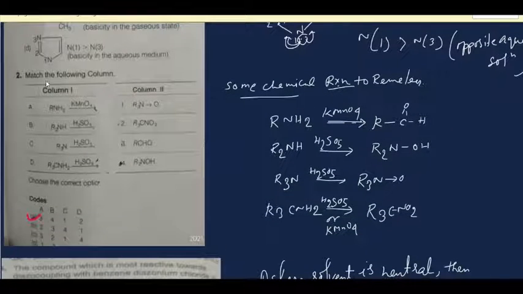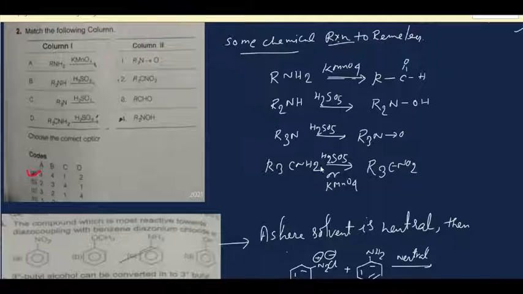Then problem number 2. Before doing problem number 2, you have to learn some chemical reactions to remember. Alkyl amine reacts with oxidizing agent giving aldehyde. 2 degree amine reacts with H2SO5 giving oxime. R3N reacts with H2SO5 giving R3NO, and R3C-NH2 reacts with H2SO5 or another oxidizing agent giving R3C-NO2.